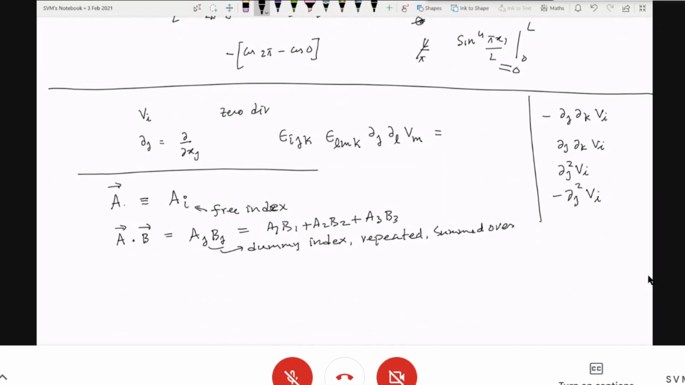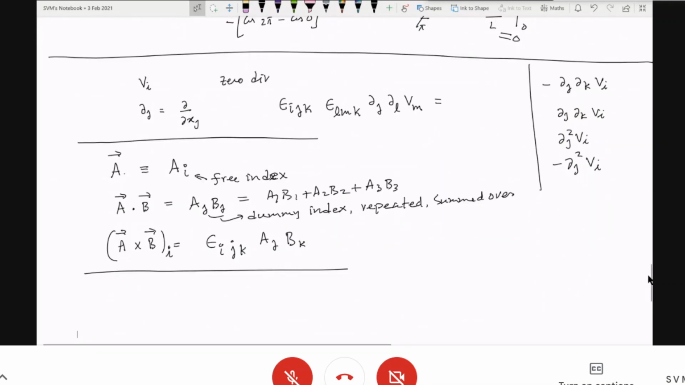Then we had defined these vectors. Suppose I have A and then cross it with B, A cross B. Let's say I want to write the ith component of this one, and that is given by epsilon ijk into Aj Bk. This is how the cross product is written. This much of the definition is enough.